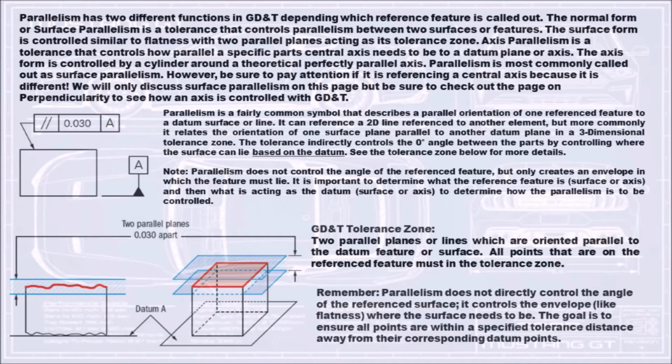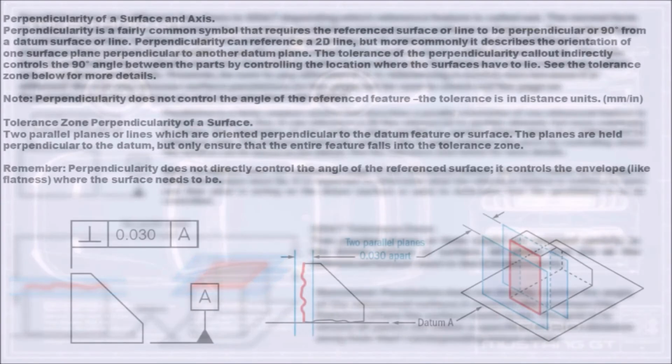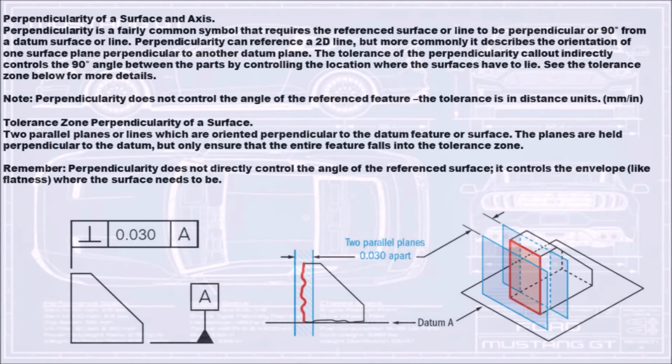Remember, parallelism does not directly control the angle of the referenced surface, it controls the envelope, like flatness, where the surface needs to be. The goal is to ensure all points are within a specified tolerance distance away from their corresponding datum points. Perpendicularity of a surface and axis.